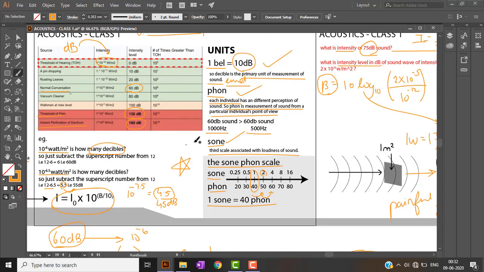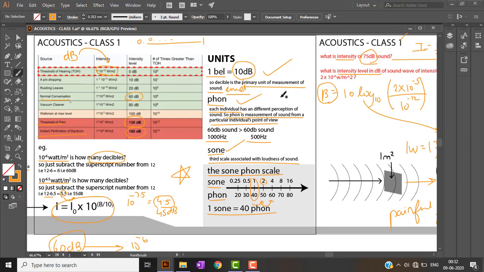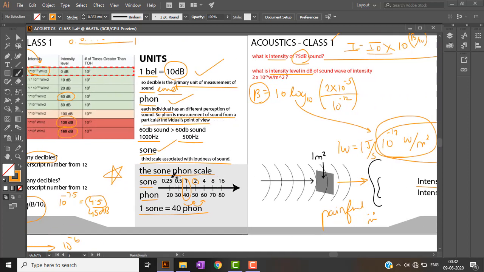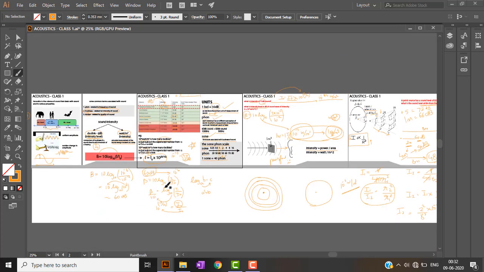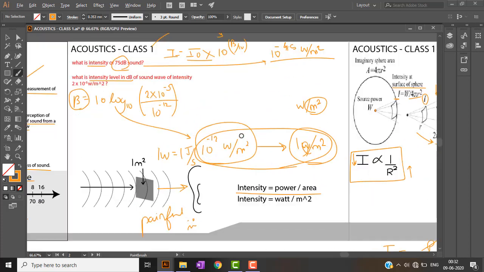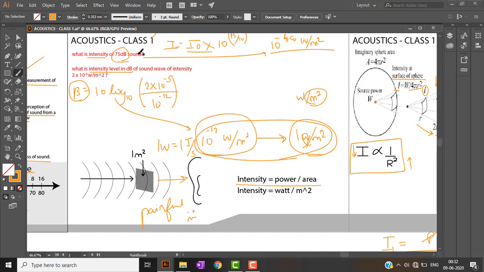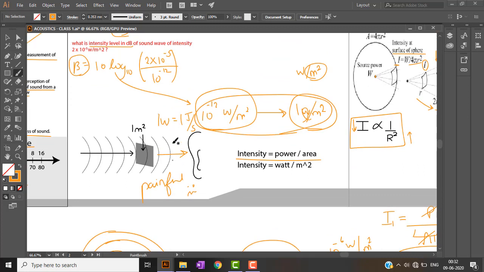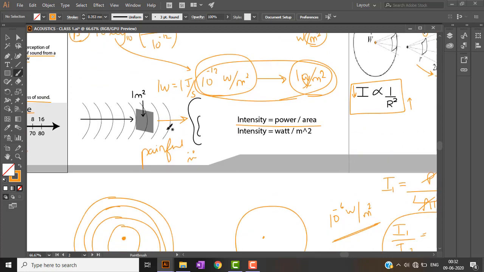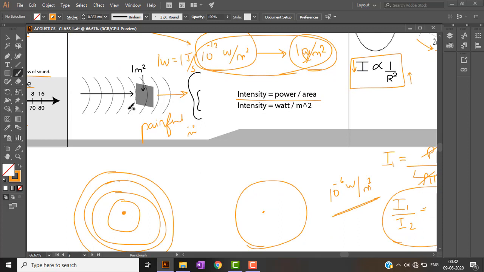And then we saw the units. One bel is equal to 10 decibel, phon sound. Remember this phon sound scale, it's very important. Then we saw the derivations for these two, how this equation arrived from this. Then we saw the intensity of 75 dB sound and intensity level of 2 into 10 raised to minus 5 watt per meter square. We saw how a point source acts as a sphere.